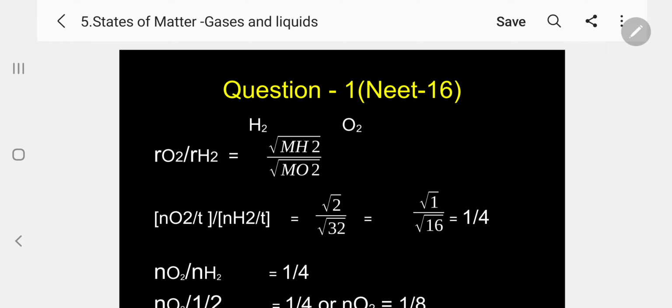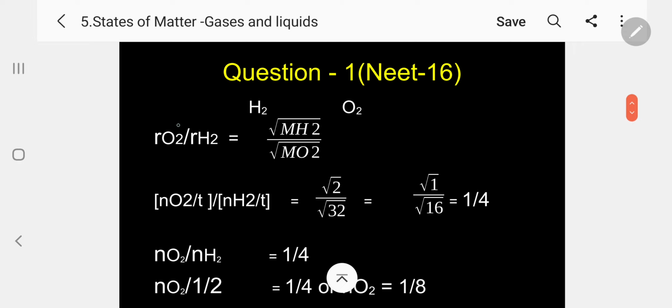Here they have given two gases, one is oxygen, another is hydrogen. So let me take the values. The rate of oxygen divided by the rate of hydrogen, inversely proportional, I am writing in this way: root of mass of H2 over root of mass of O2. This is the formula you have to apply.